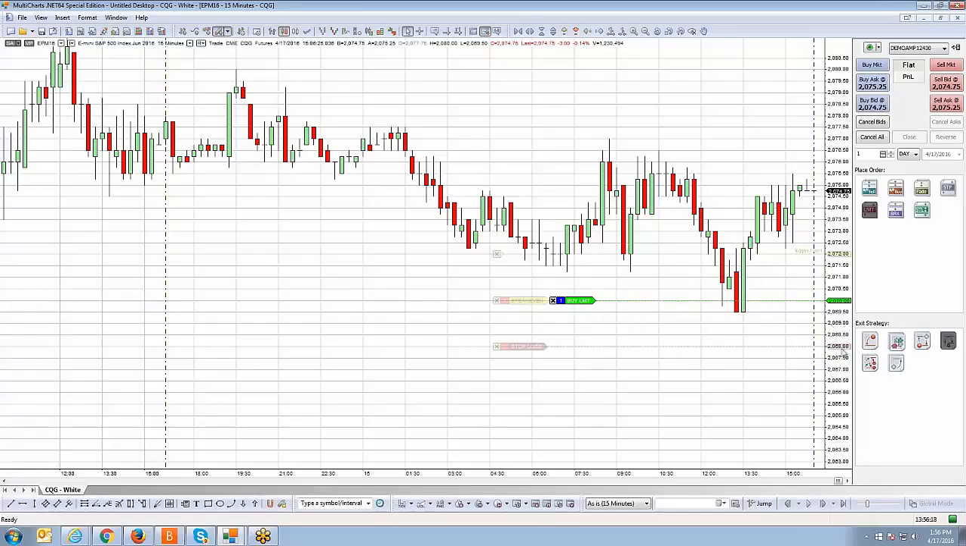So you can see now I have a stop loss of 8 ticks at 68. There's my buy limit at 70. There's my break even, and there's my profit trigger. All right, so very simple, very straightforward, and that's how you implement a break-even strategy within MultiCharts.net.